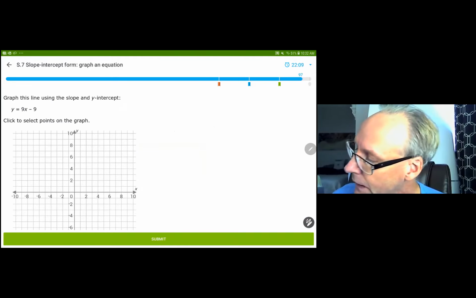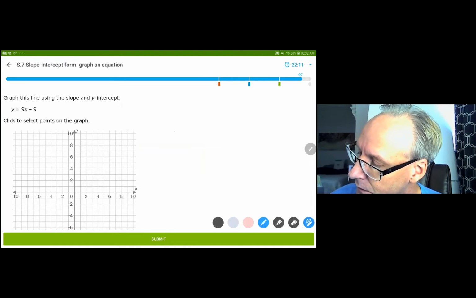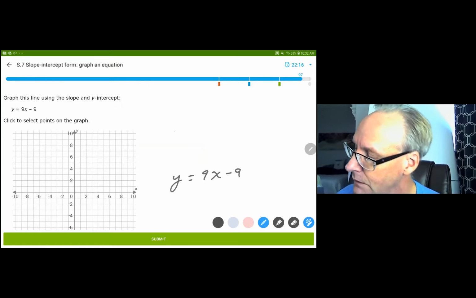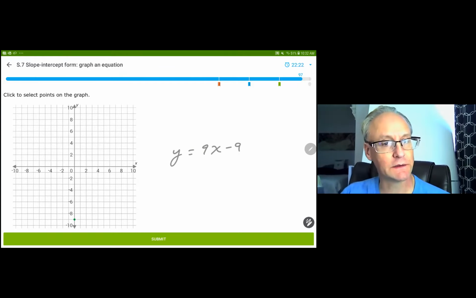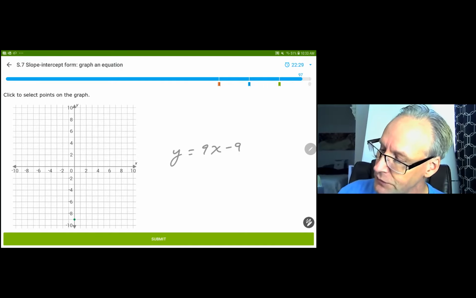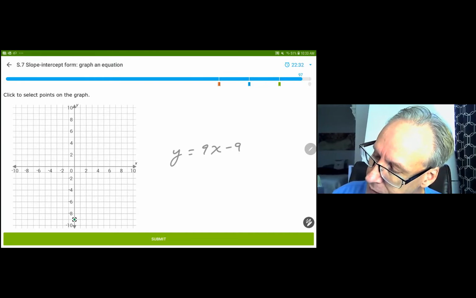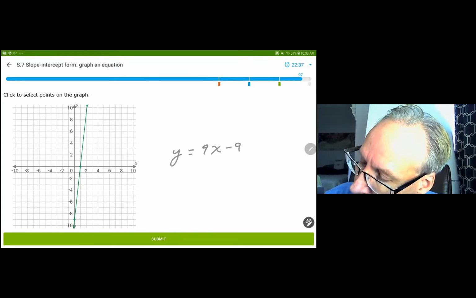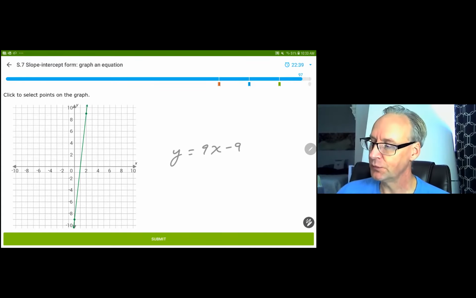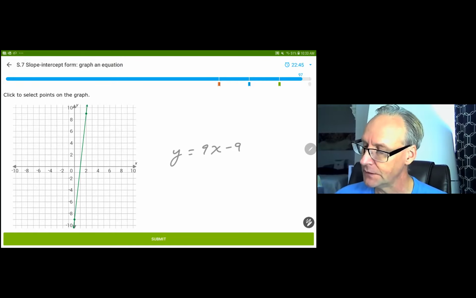And 9x minus 9. So we're going through 0, negative 9. There it is. And again, I could have chosen 2 or 1. I could choose any number I want for x. I happen to choose 0, which is nice. And I'm going to go up 9 and over 1, which is right there. And I could go up 9 and over another 1, which is right there. And any of those points will work. That is a very steep slope, isn't it? And it's going through 0, negative 9.